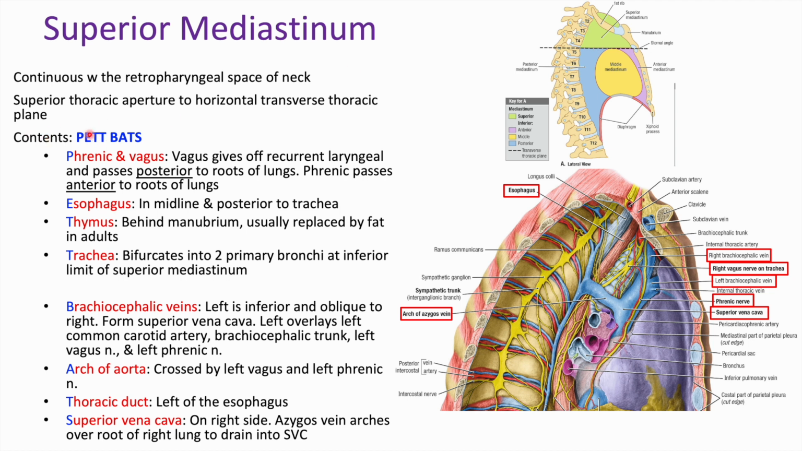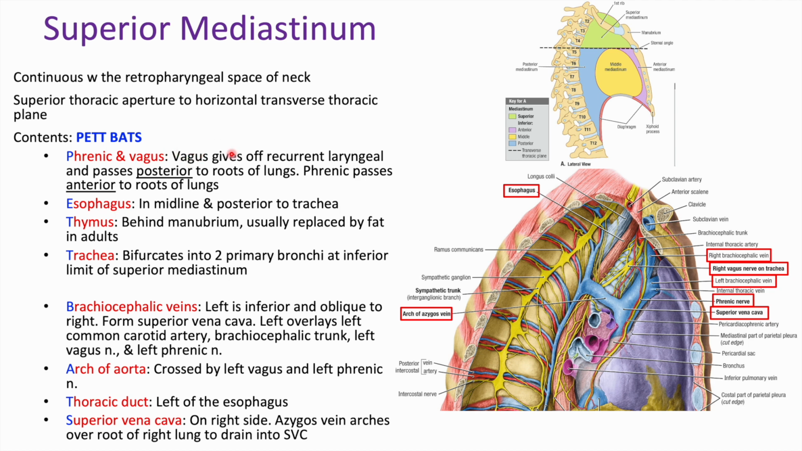And so the contents of this is going to be, our mediastinum is like this big cave. And so up at the top, we're going to have some bats sleeping. So our bats are going to be sleeping at the top of the cave. And so we have our pet bats in the superior mediastinum, or petita bats. And so what this means, this is an acronym for all of our contents. And so first, the P, we have phrenic and vagus nerves.